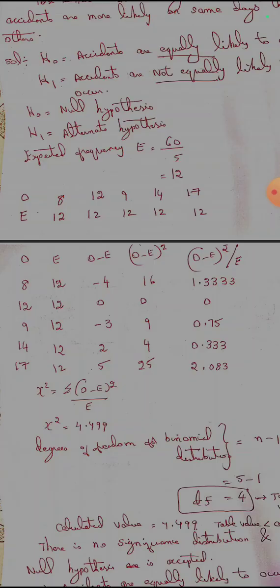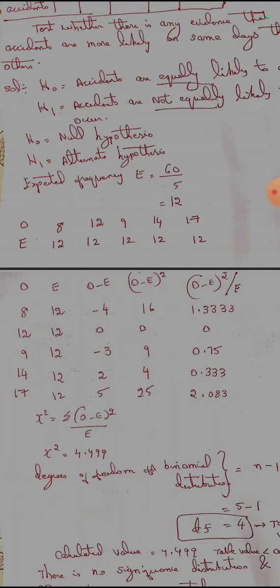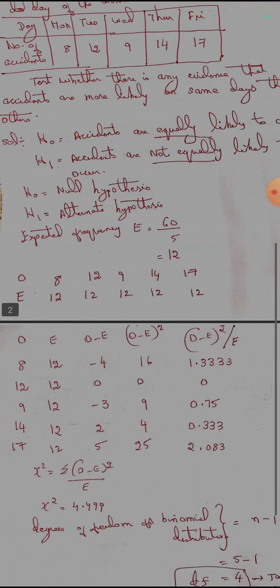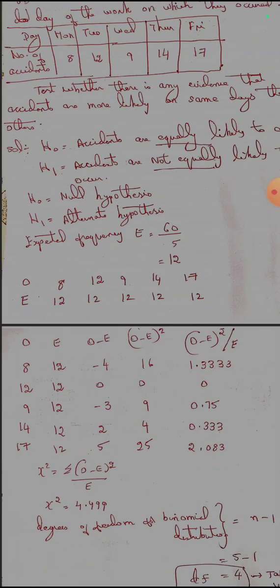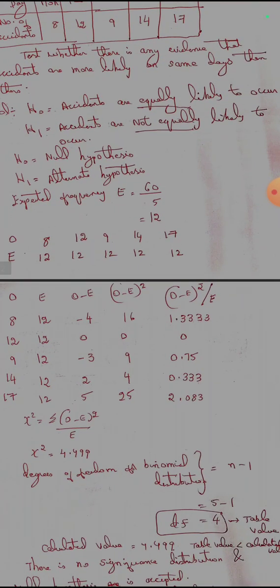Here the distribution is actually binomial distribution because the accidents are uniformly occurring on all those days. So the distribution follows a binomial pattern. For a binomial pattern, degrees of freedom is n minus 1. N here is the number of days, 5. So 5 minus 1 gives 4. That is the degrees of freedom.